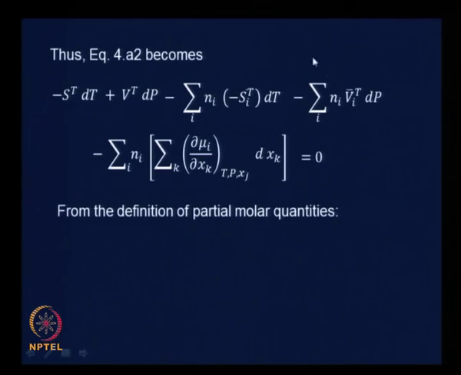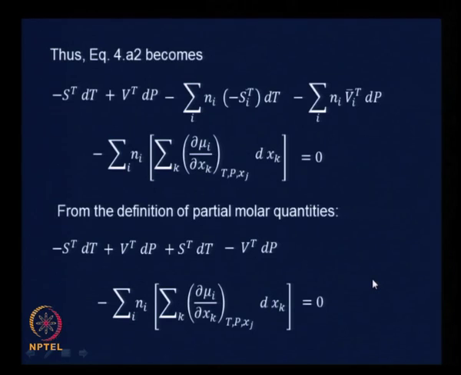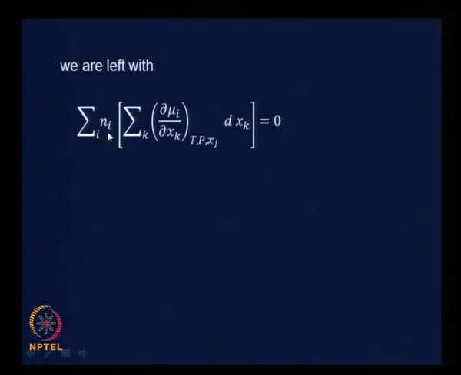the third and the fourth terms as equivalent to the first and the second terms with opposite signs, and therefore we could get rid of them, and we were left with just this, which is sum over Ni times internal sum over all k dou mu I dou xk at constant Tp xj dxk equals 0.